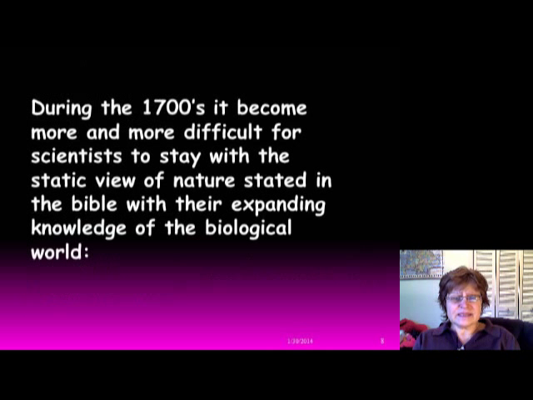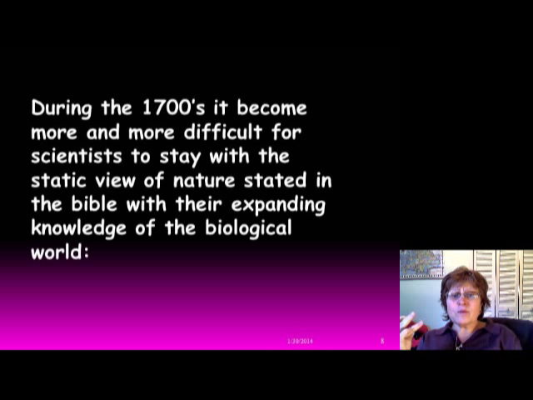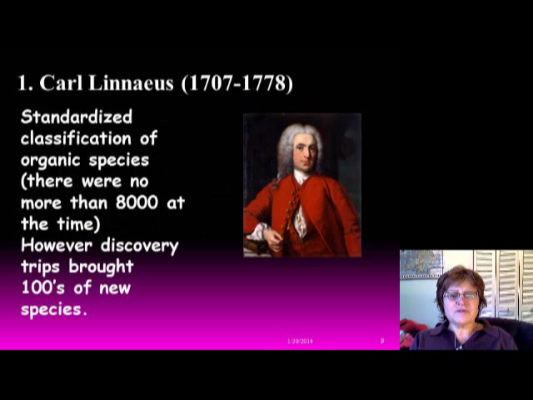During the 1700s, as more and more discovery trips were done and more animals were discovered, it became almost completely impossible to explain everything with the biblical view. The first person we have to mention is Linnaeus, and he is the one who did the first standard classification of organic species. Even though at the time there were only 8,000 species, it was hard to imagine that all those species could fit on the ark.